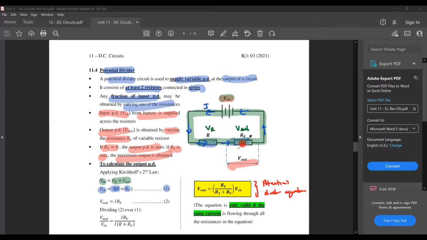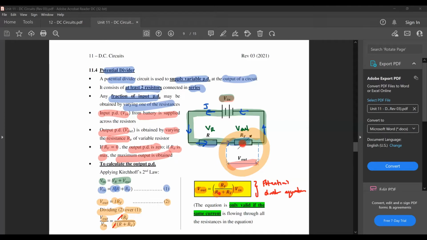Now, if I just single out this portion here, I can say that V out is actually the current through it multiplied with the variable resistance. This is your second equation. If you divide 2 over 1, V out over V in will be IRV over IR plus IRV. So the I's will cancel off, giving you this one. V out is RV over R1 plus RV times V in. Okay, another typo mistake here. Just get rid of the R. Again, I will just correct it later for you, okay? Right, so this is the potential divider equation.